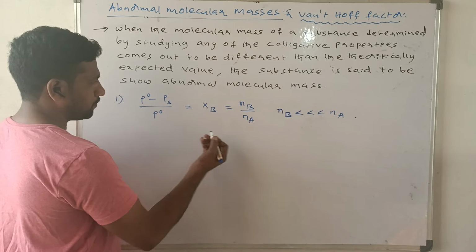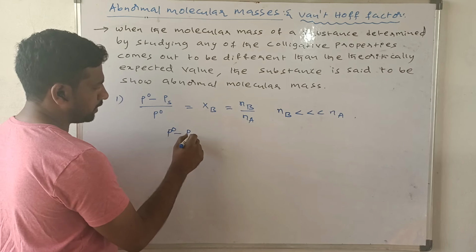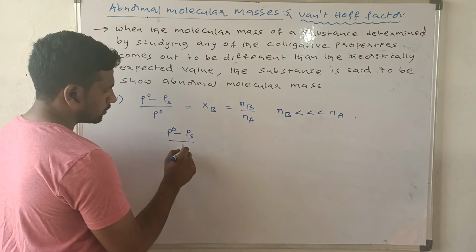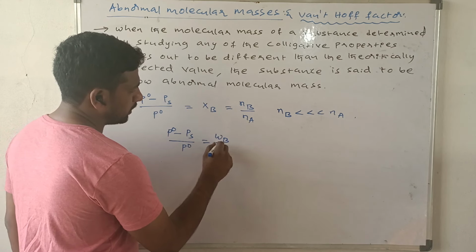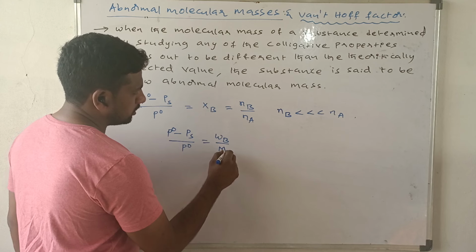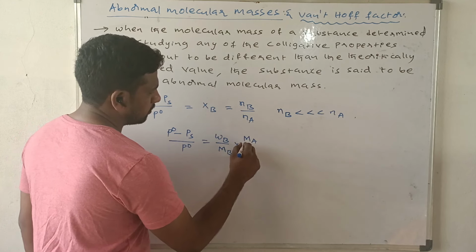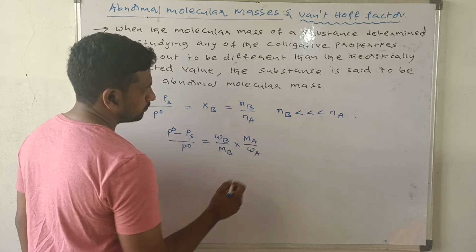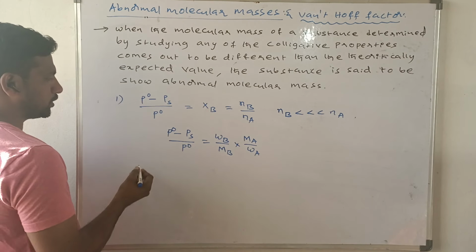So the formula changes to P0 minus Ps by P0 equal to weight of the solute by molecular mass of the solute, into molecular mass of the solvent by weight of the solvent. This is the first colligative property.